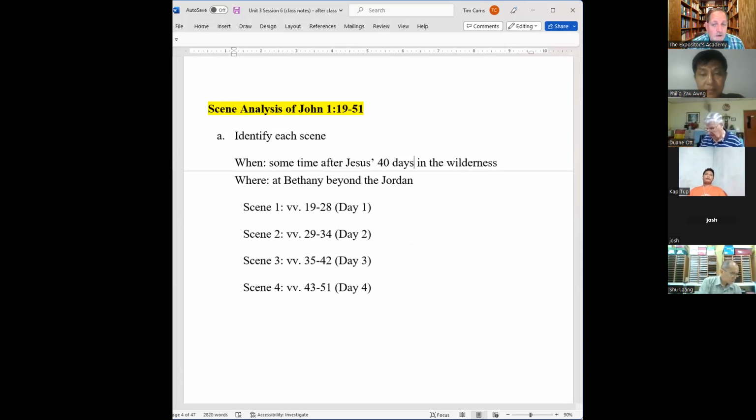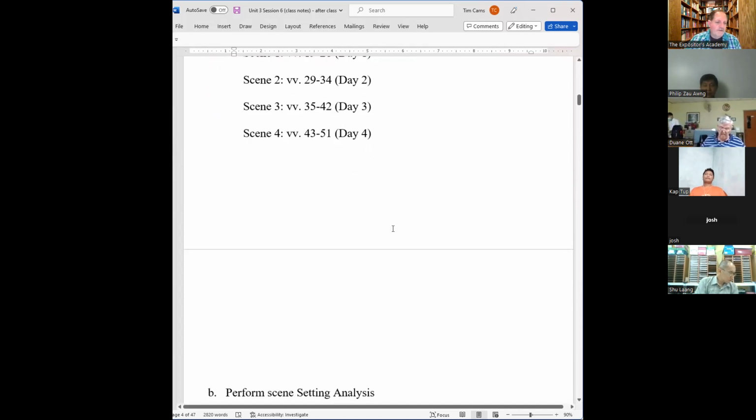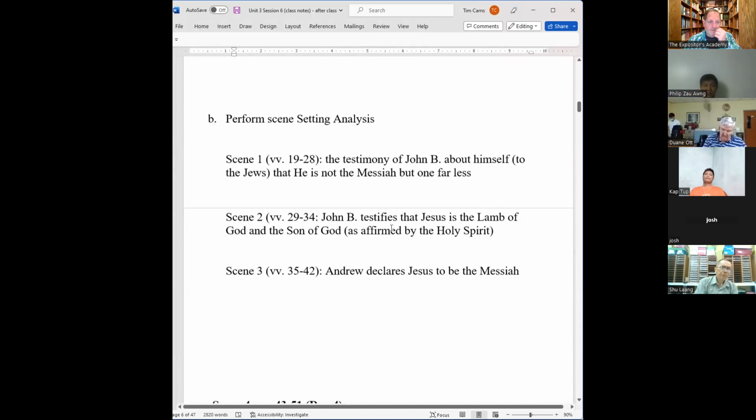John the Apostle selected four particular days not long after Jesus's time in the wilderness, when he came back. From that, John selected four particular days where we see that the first disciples came to meet Jesus. And in these four days, John notes particular statements that are made regarding Jesus. And so we've already looked at the first three scenes in some detail. We've already done the scene analysis for those.